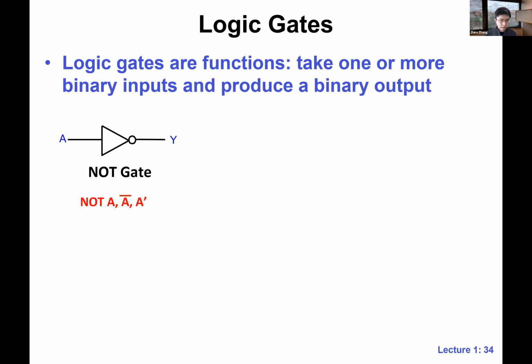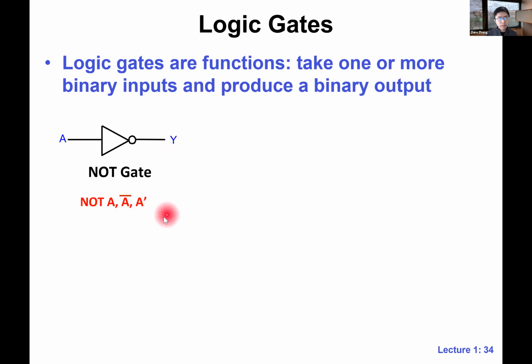In this case, if you look at this one, we have something called the NOT gate. It's actually also called an inverter. This is a 1-input function, the input is A, and 1 output. And these are the symbols that we usually use. We can either use not A or A bar or A prime.